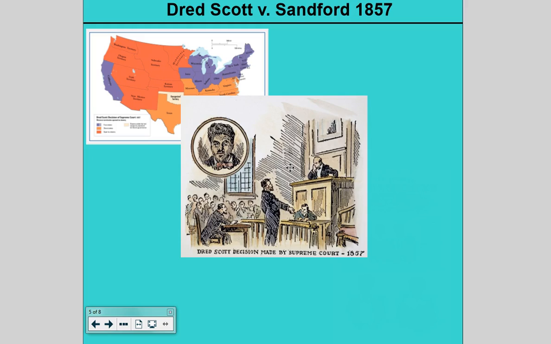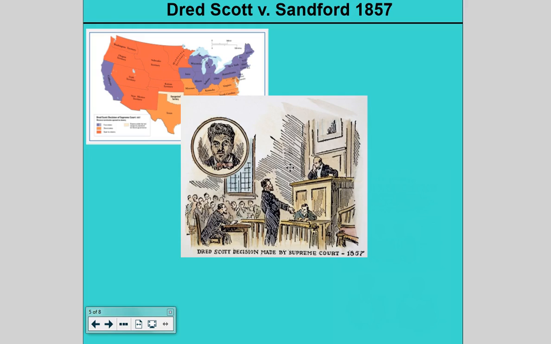So the court says, 1, Dred Scott has no right to sue in a federal court because he is a slave and slaves are not citizens, and the Supreme Court can only be used by citizens of the United States. So Scott can't sue in federal court because he's a slave, he's not a citizen, he can't use the Supreme Court because he's not a citizen. Next, they could have just stopped right there. They could have just thrown the case out right there.